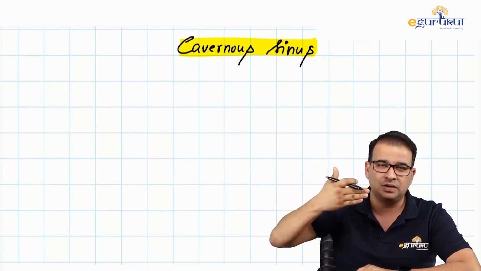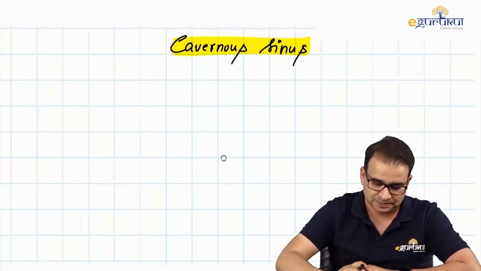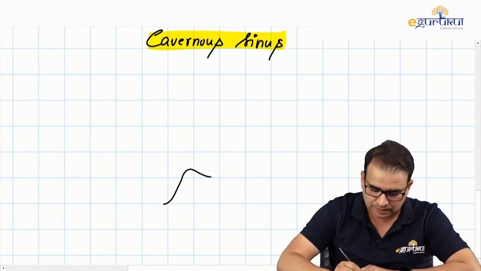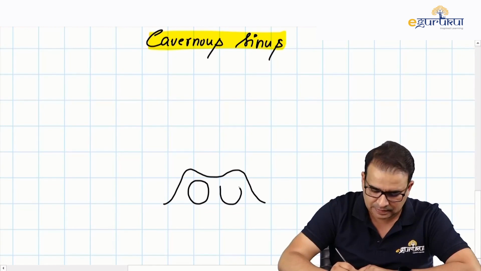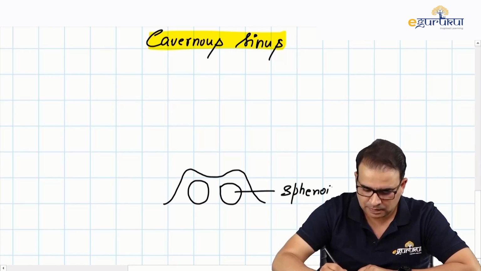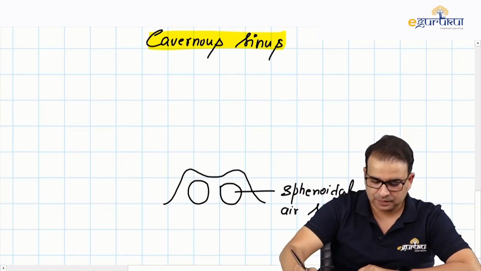So to understand cavernous sinus relation, let's consider a coronal section, exactly from the middle cranial fossa through sella turcica. So here we go. This here, let's say, is the body of the sphenoid bone, and these are the sphenoidal air sinuses inside. So here's the sphenoidal air sinus.